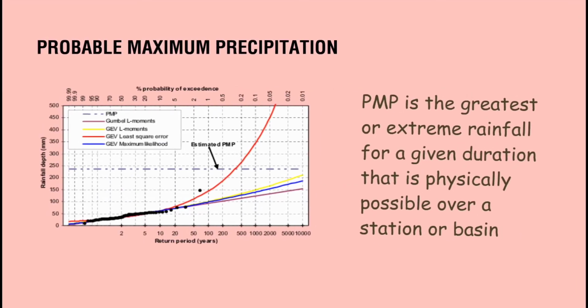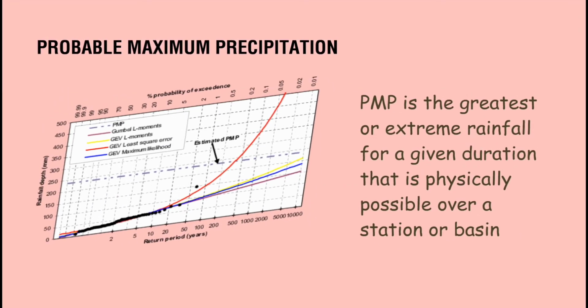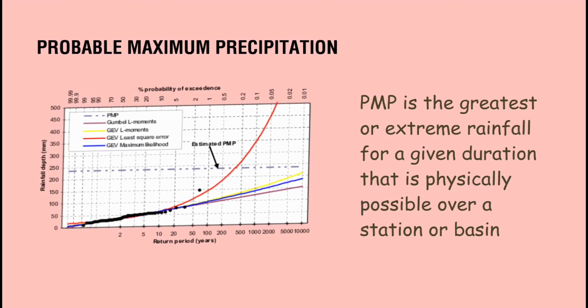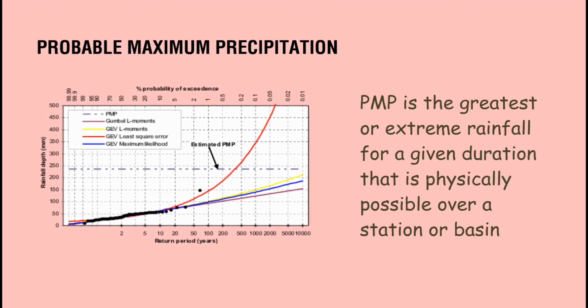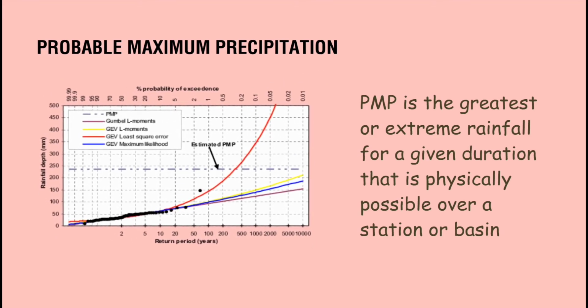The probable maximum precipitation, or PMP, is defined as the greatest or extreme rainfall for a given duration that is physically possible over a station or basin. From an operational point of view, PMP can be defined as that rainfall over a basin which would produce a flood flow with virtually no risk of being exceeded. The development of PMP for a given region is an involved procedure and requires the knowledge of an experienced hydrometeorologist.